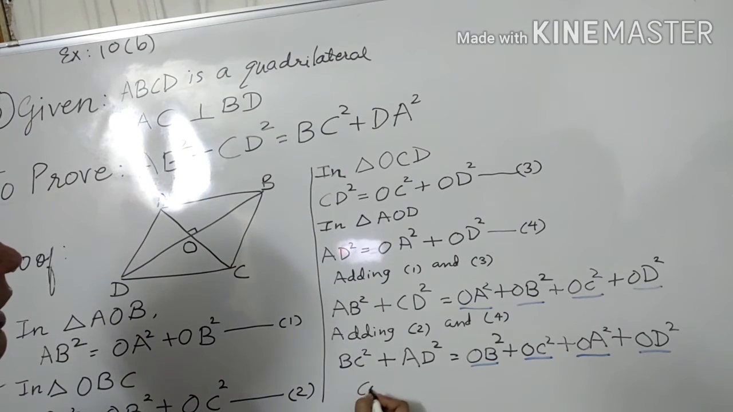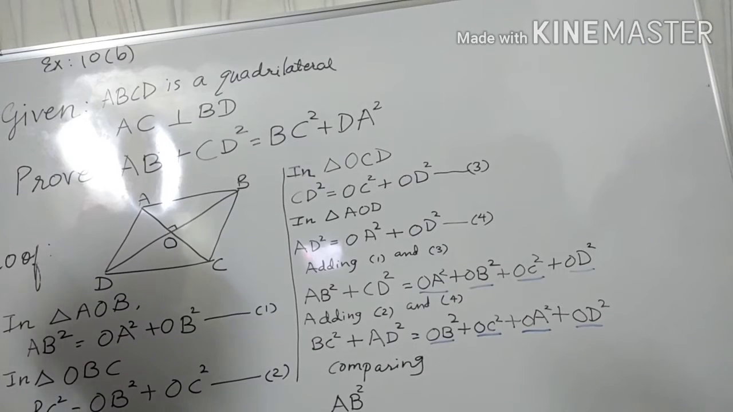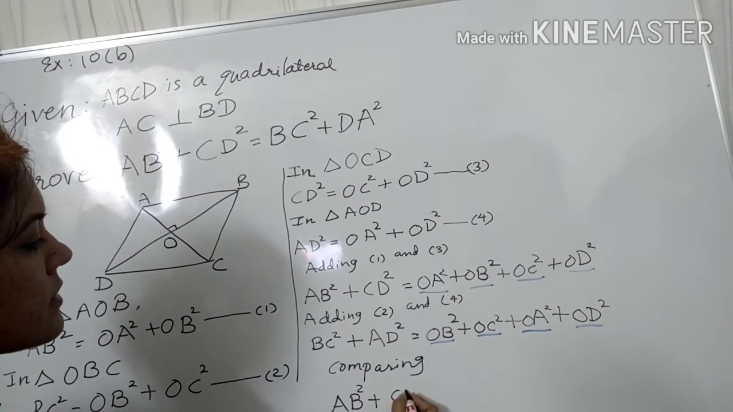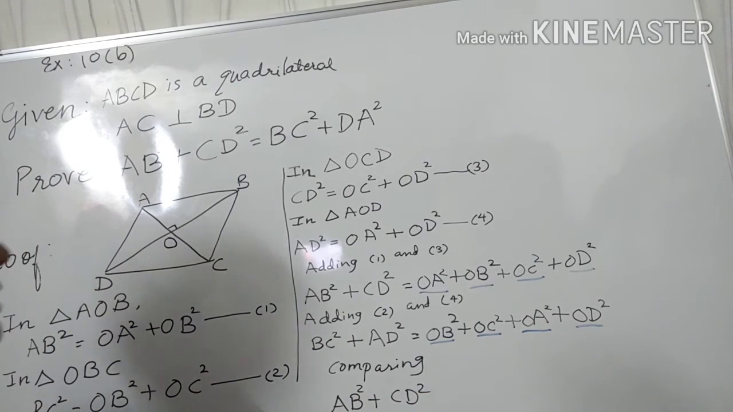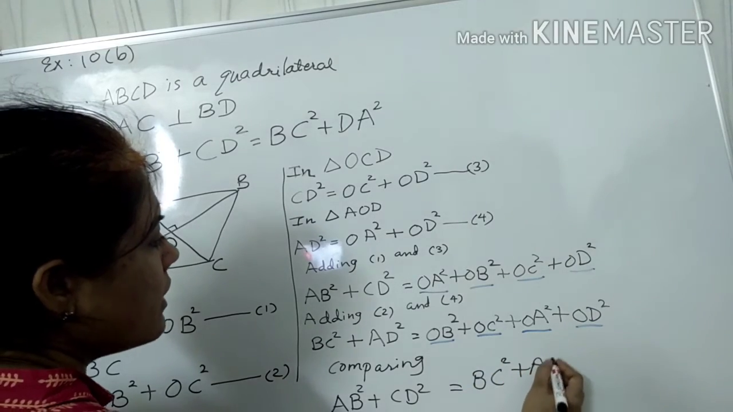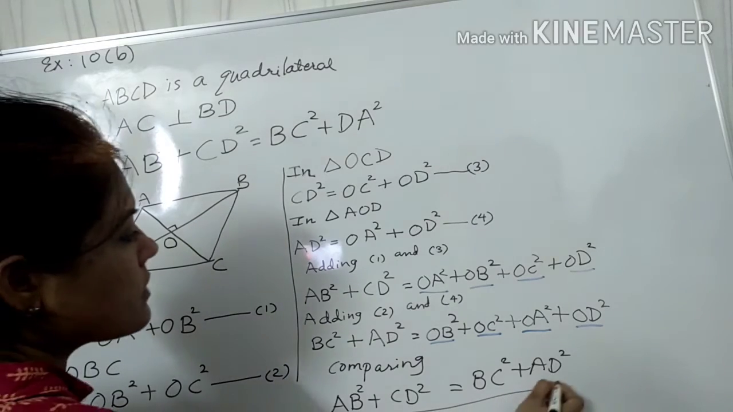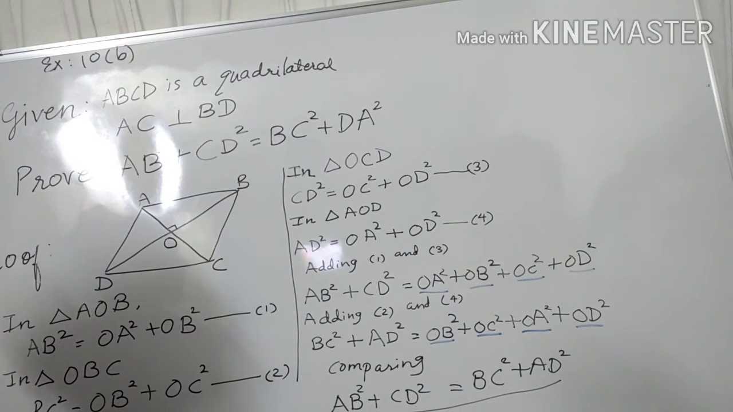So now we can write here, comparing, we get AB square plus CD square is equal to BC square plus AD square. This is what we want to prove, students. So here we have completed our proof.